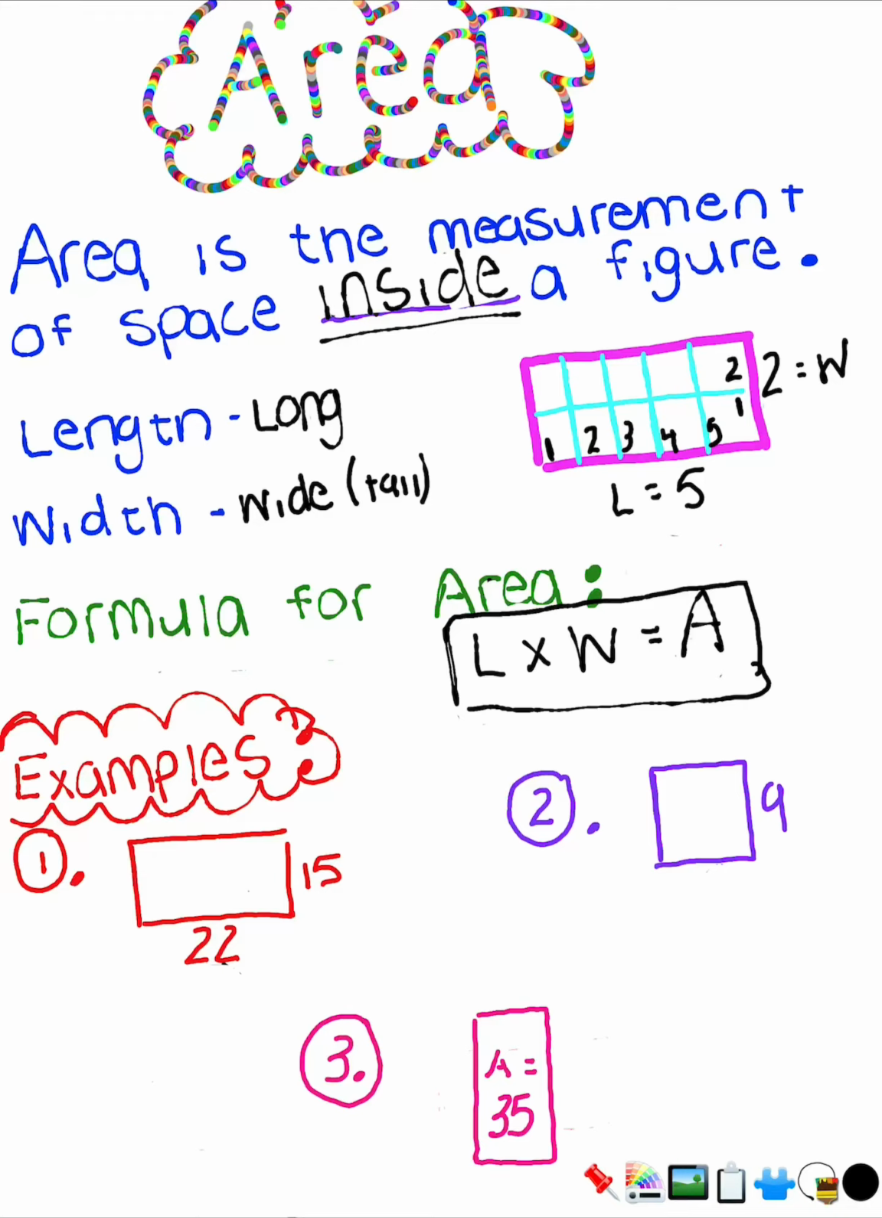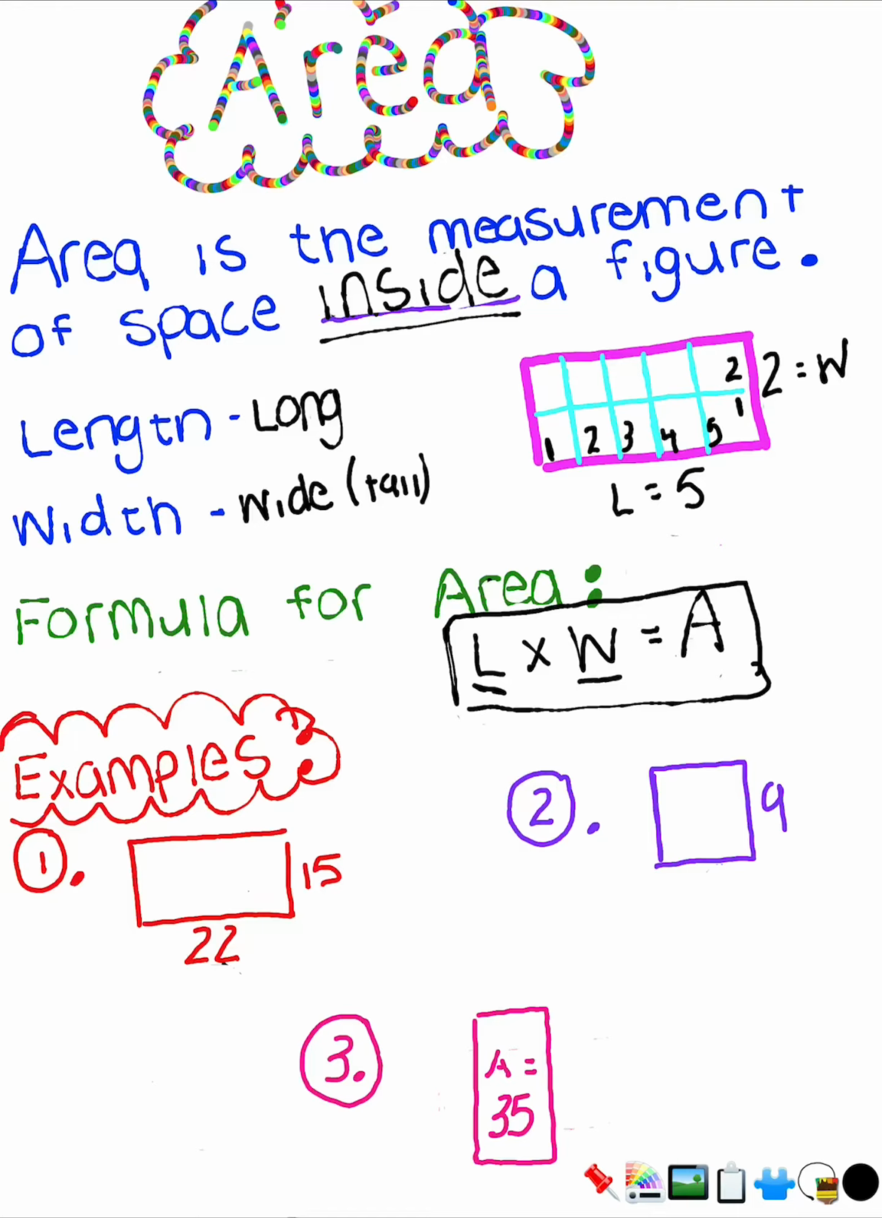So what do you notice? How many letters are we multiplying together? 1, 2. So how many numbers would we multiply together? Good job, only 2. So for area, we only need the length and the width. 2 numbers that we are multiplying together to find our area.